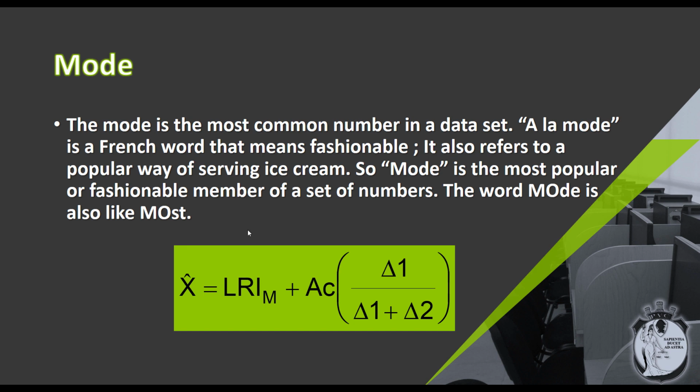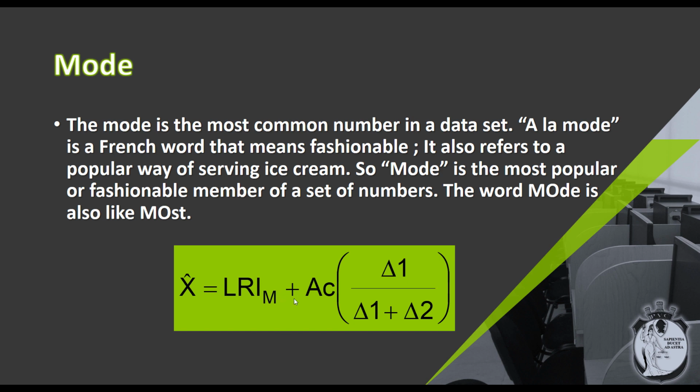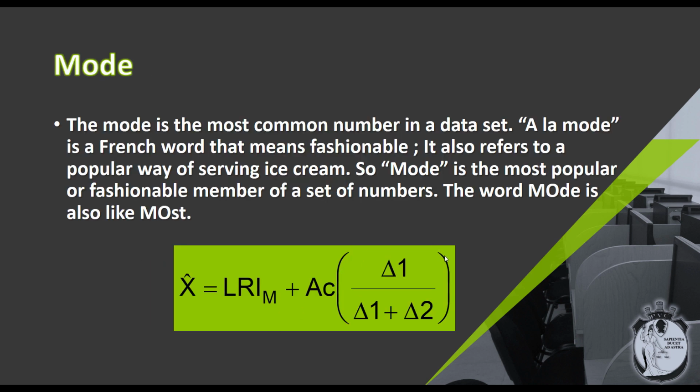So when you choose the row, you will select the lower real limit. In that case, 7.35, plus the class width. Yeah, you will multiply by delta 1. What is delta?